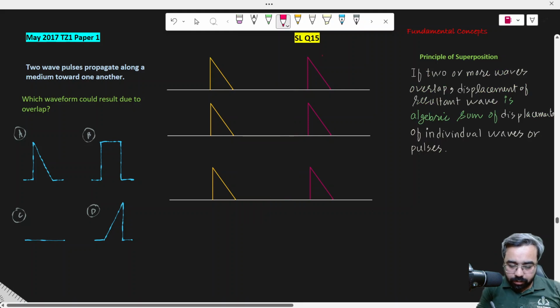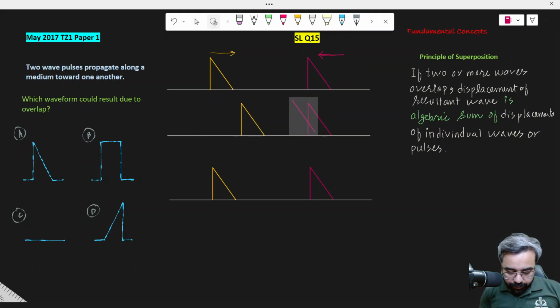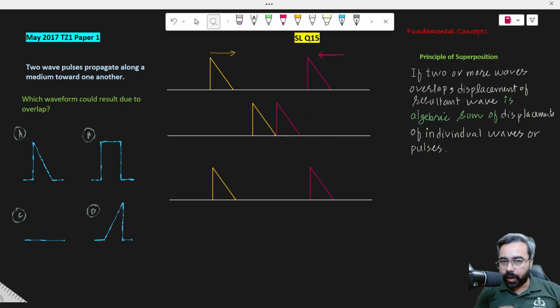So this pulse is traveling in this direction, whereas this pulse is traveling in this direction, and they are moving on the same medium. Let's say one has traveled a little distance to the right, and the other has traveled a distance to the left, like this. Exactly, they are about to overlap. Right now, they are not producing any resultant wave because they have not started overlapping. They have not started superposing with each other.